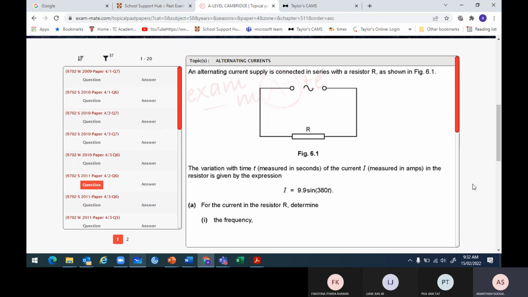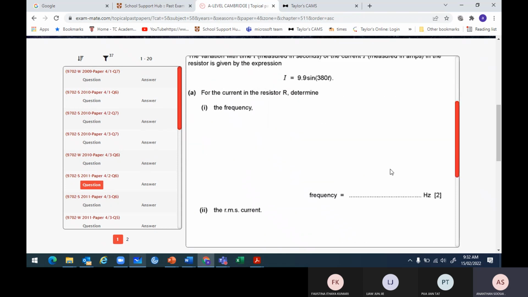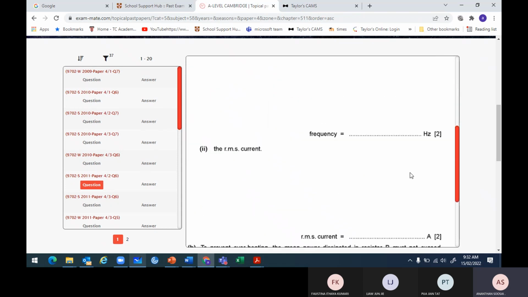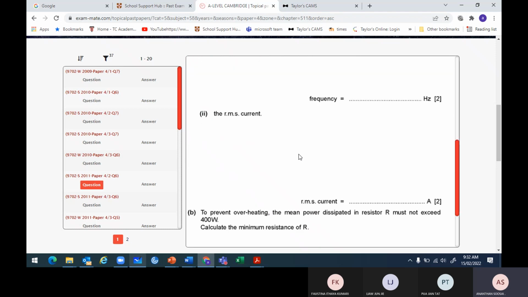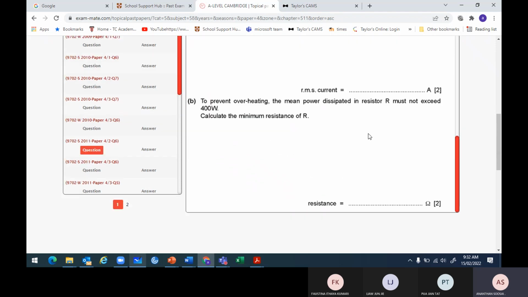So next question. Alternating current, resistance, I changes this formula to the same formula. So what is frequency? 380, but 380 is equal to 2 pi f. You get your frequency. 380 is your omega, right? Then, that's 2 marks. Then RMS current, just 9.9 divided by root 2. RMS current, okay? Then last question.